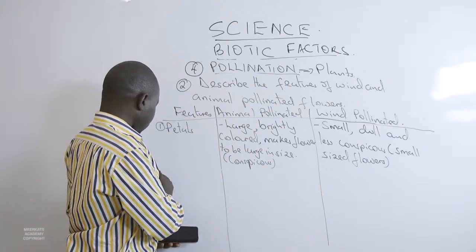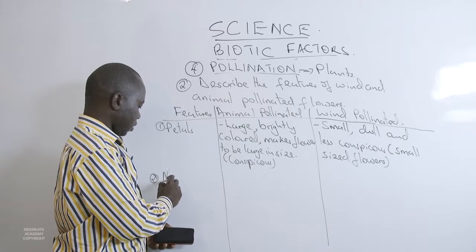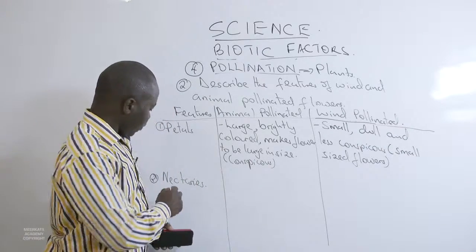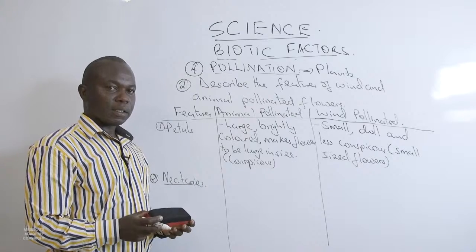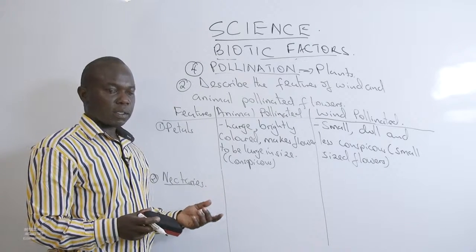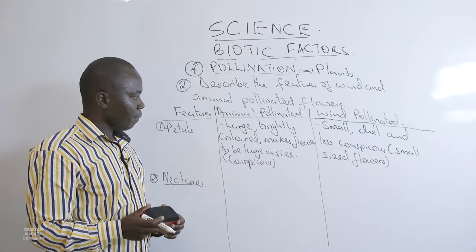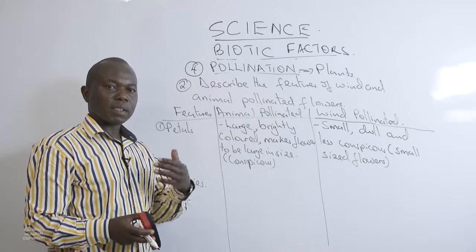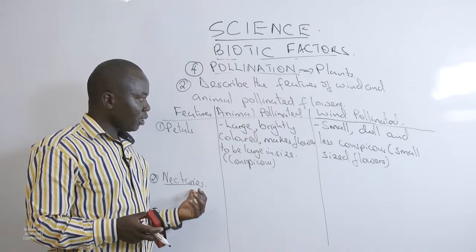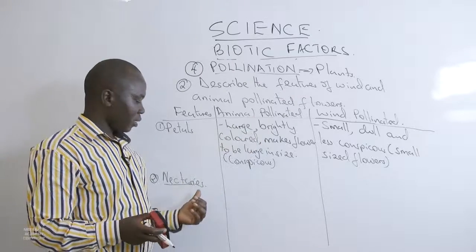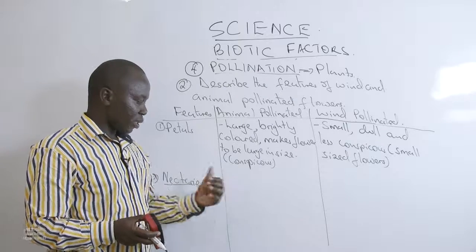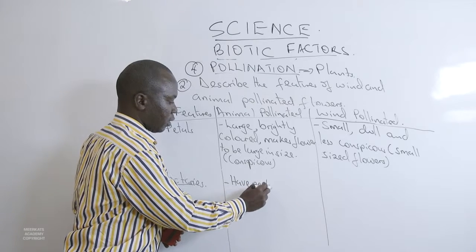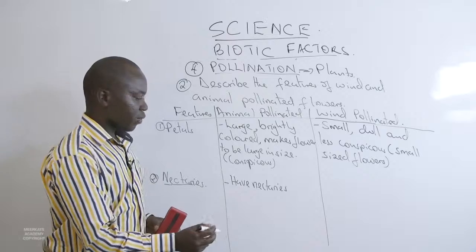We can look at other structures like nectaries. Now when you talk of nectary, these are glands that are found in the flower that secrete sugary substance called nectar. So for animal pollinated flowers, most of the time animals will be visiting flowers to get nectar. So for nectaries, it means for animal pollinated flowers, they'll have nectaries to produce nectar.